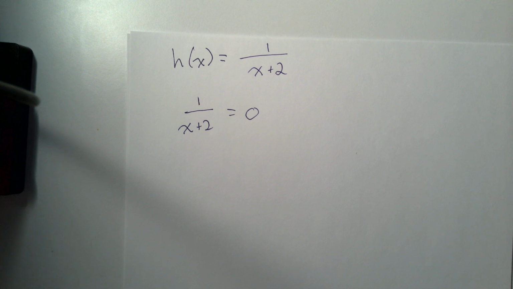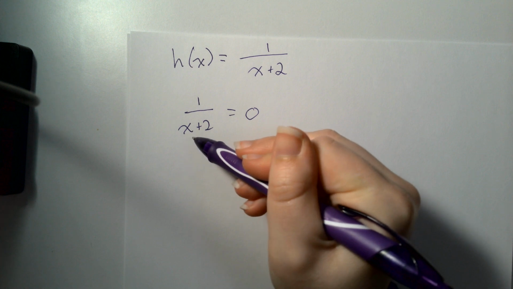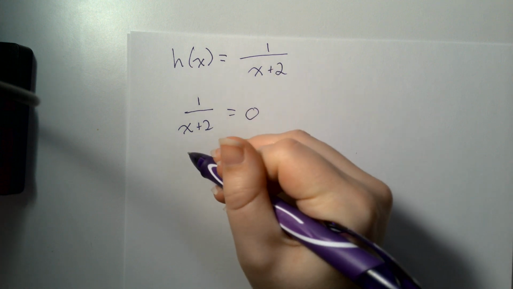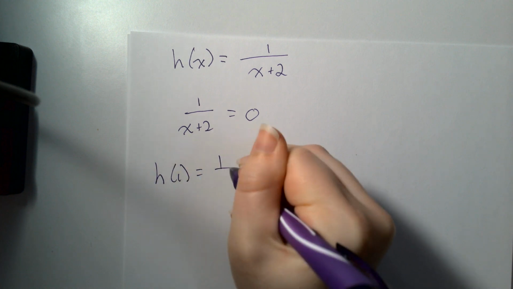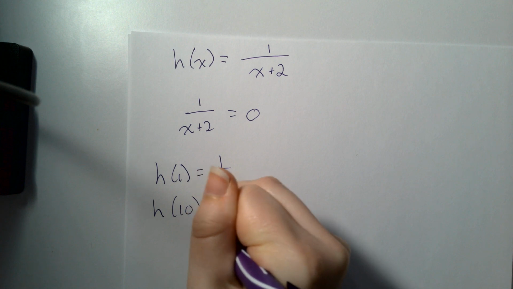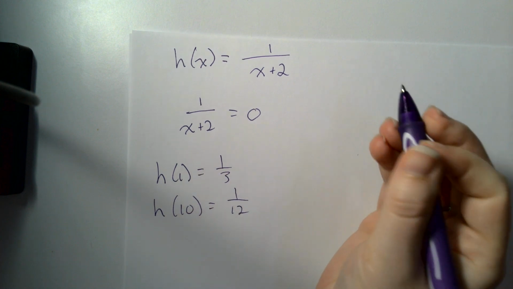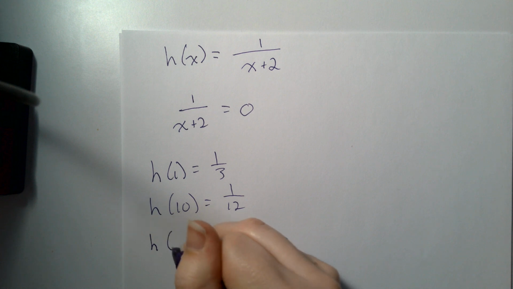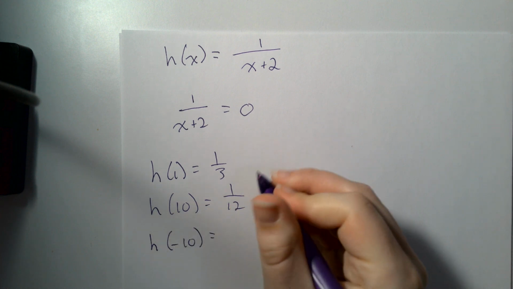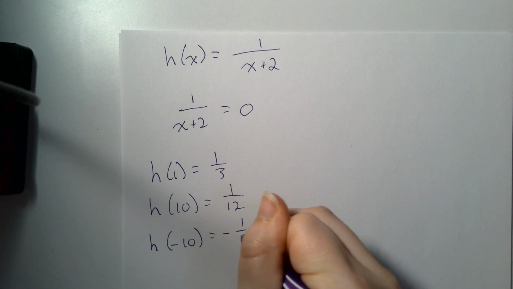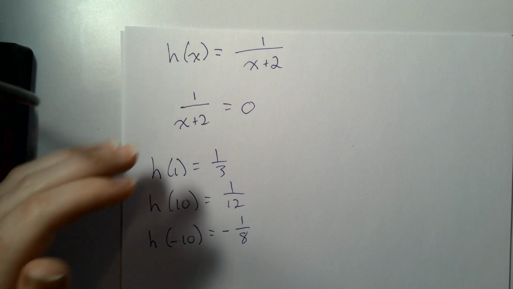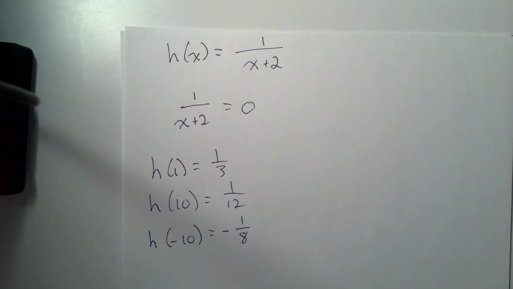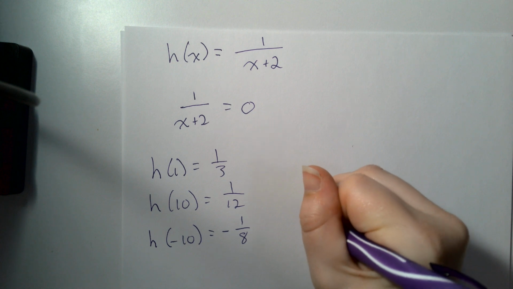Actually, in this situation, there's nothing we can plug in for x that will make it 0. No matter what we plug in, if we plug in 1, h of 1 will give us 1/3. h of 10 will give us 1/12. If you plug in a negative number, h of negative 10, we'll get negative 1/8. So nothing we plug in for x is going to make the function equal to 0. There actually are no x-intercepts in this situation.